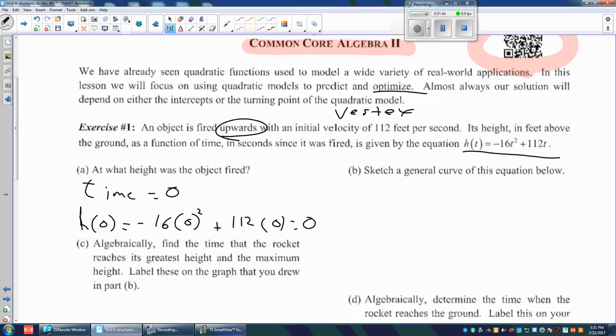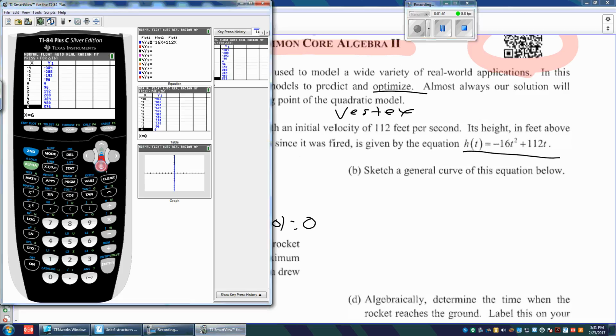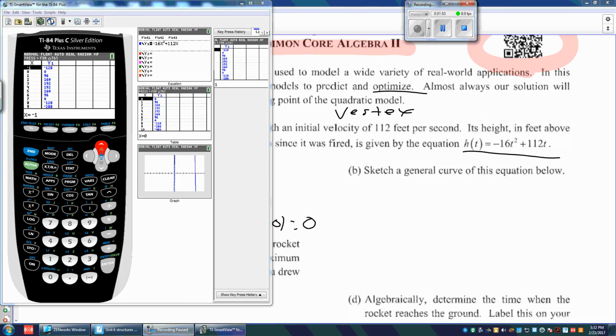Now, sketch a general curve of the equation below. Let's grab our calculator. I typed it into y equals. I know that I'm not going to use any of the negative numbers, so I hit down arrow to get rid of those. And I mess around with the up and down arrows until I get something that looks symmetric. What do I mean by symmetric? I notice that there's a 0 right there and a 0 right there. So that looks like the maximum height.